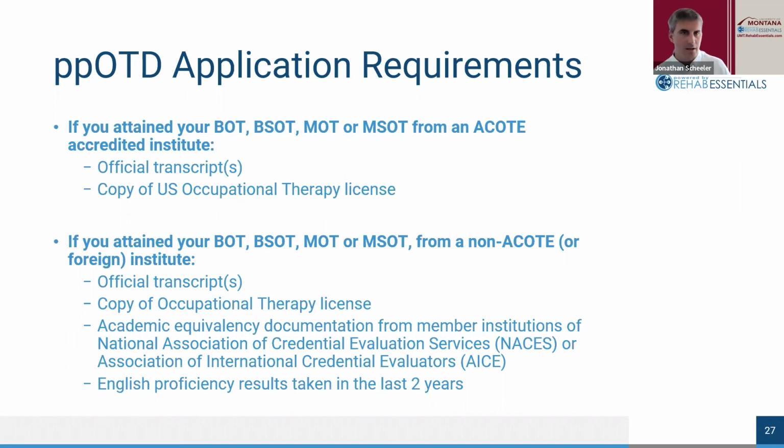And you can go to any source there. You can see NACES or ACE. Those are two bodies that make sure that their members are holding a specific standard. So you can choose any member within those two organizations to have your academics reviewed. And as long as whichever body you choose comes back and says you have at least a bachelor's in occupational therapy, we fully accept you into the program.